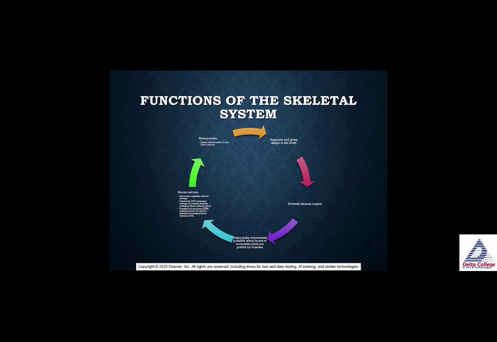And last, we have hemopoiesis. This is blood cell formation that happens in the red bone marrow. Hemato means blood, and poiesis means making. So it helps with blood cell formation in the red bone marrow.